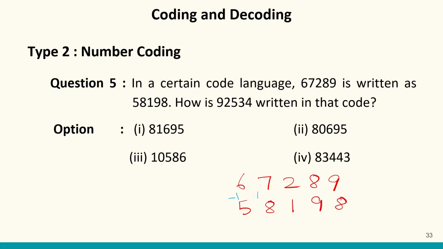Minus 1, plus 1, minus 1, plus 1, and minus 1. So similarly, let's do the same thing for this number. Minus 1 will give us 8, plus 1 will give us 3, minus 1 will give us 4, plus 1 will give us 4, and minus 1 will give us 3. So our answer will be 83443, which is option number 4.